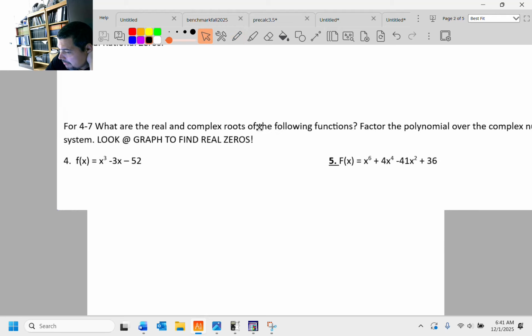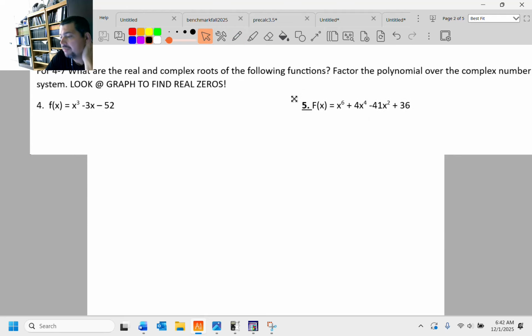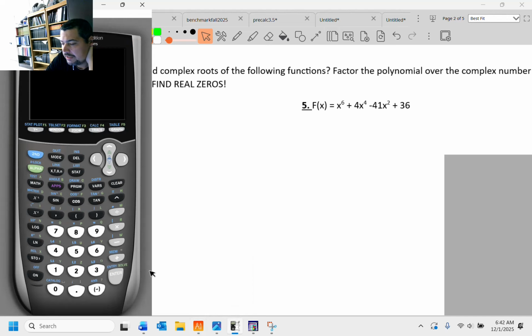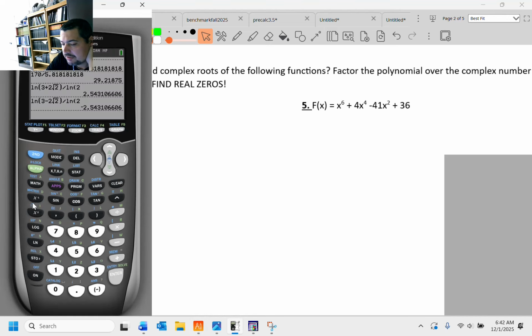Alright, next one I got bolded is number 5. What are the real and complex zero roots of the function? Factor the polynomial over the complex number system. Look at the graph to find real zeros. So let's just look at the graph.